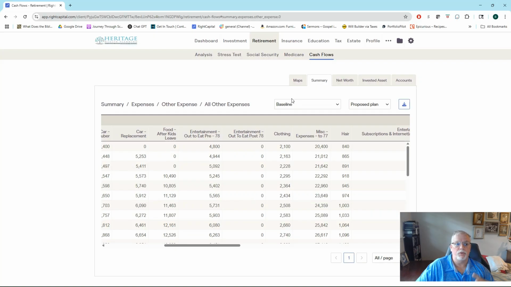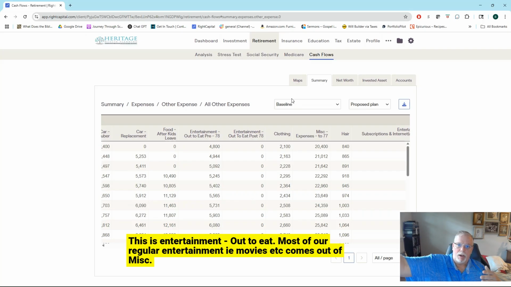Because when you see your overall success, you don't want it based on today's numbers. You want it based on the fact that every year things tend to go up in price. So even though I'm saying I need, for example, here at 2,100 in close, it's going to go up. Now I have a pretty low inflation rate applied to this.